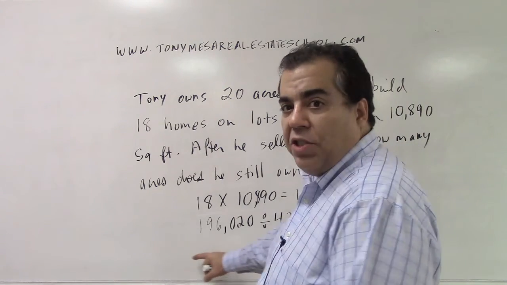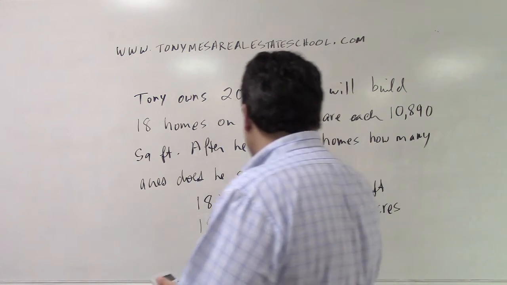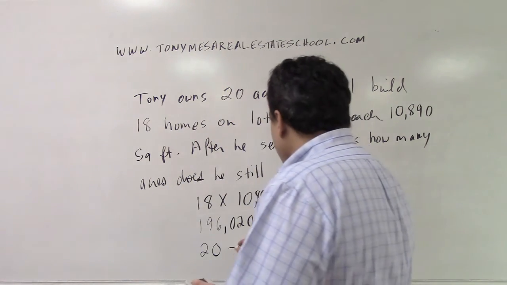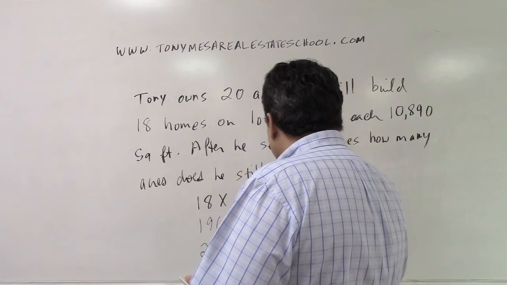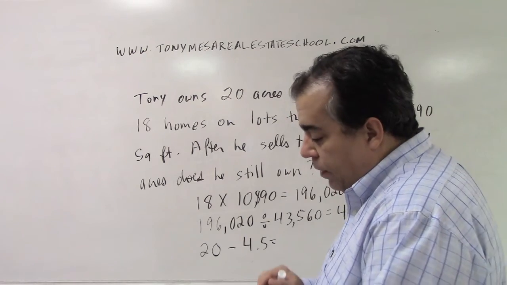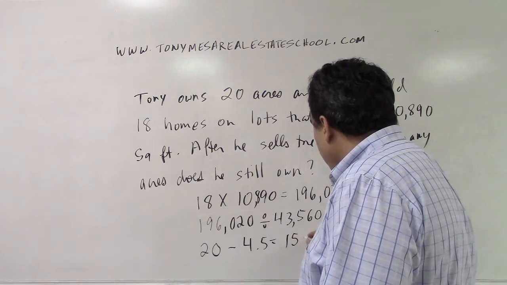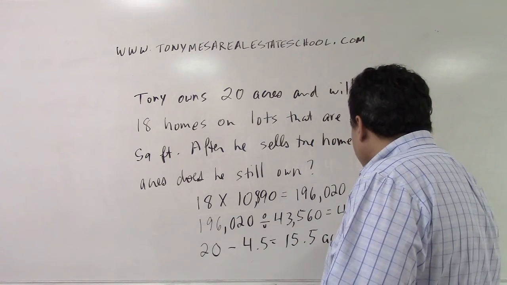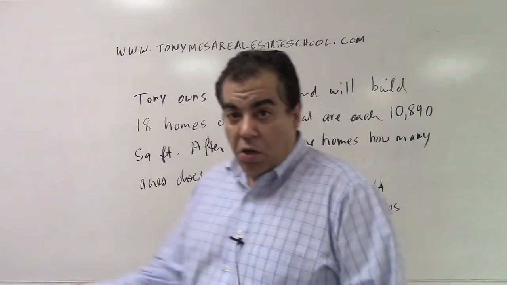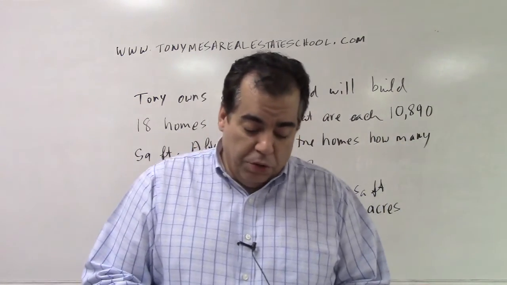So then the last step, and I think you guys can still see this down here, is if I take 20 acres, because that's the total that I owned, minus 4.5, 20 minus 4.5 gives me 15.5 acres. That is the answer. That is the acreage that I still own once I have concluded with that sale.